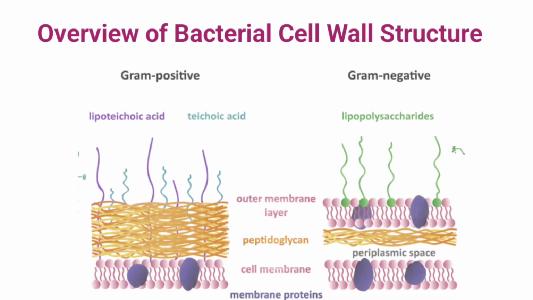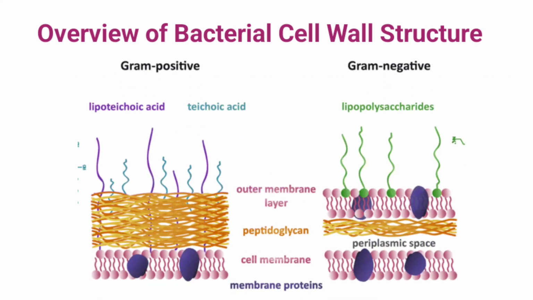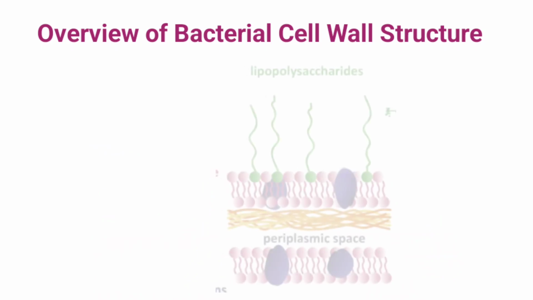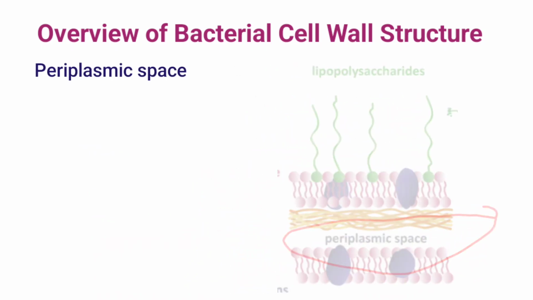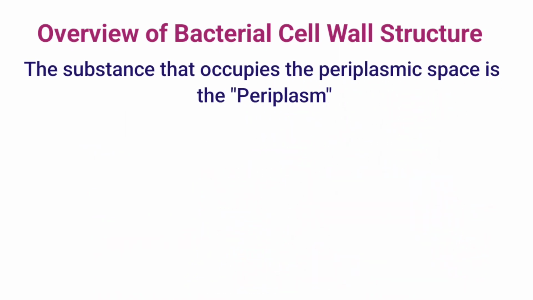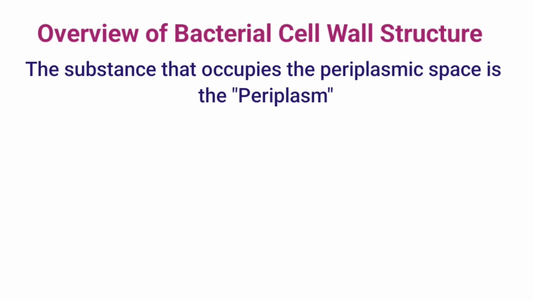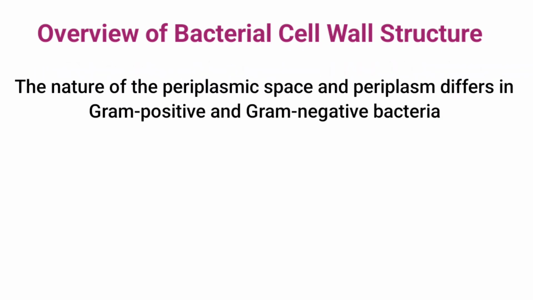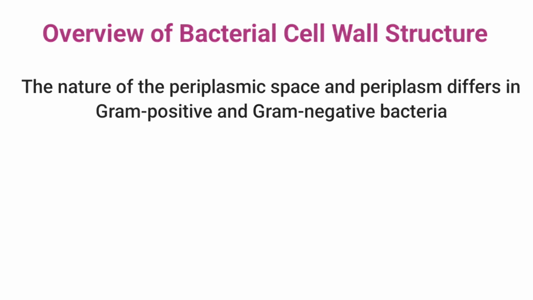One important feature of the cell envelope is a space that is frequently seen between the plasma membrane and the outer membrane in electron micrographs of gram-negative bacteria, and is sometimes observed between the plasma membrane and the wall in gram-positive bacteria. This space is called the periplasmic space. The substance that occupies the periplasmic space is the periplasm. The nature of the periplasmic space and periplasm differs in gram-positive and gram-negative bacteria.